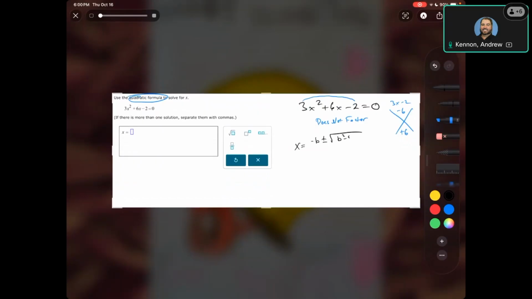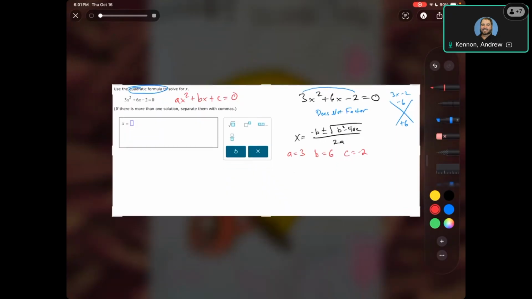So I give you this formula on the test worksheet. It is the opposite of b plus or minus the square root of b squared minus 4ac all over 2a. The formula, by the way, the quadratic formula is this, or the quadratic equation, the standard form. So the a is my number in front of x squared, which is 3. My b is the number in front of x, which is 6. And my c is the constant by itself. You do need to make sure that it's set equal to 0. So everything's on one side.